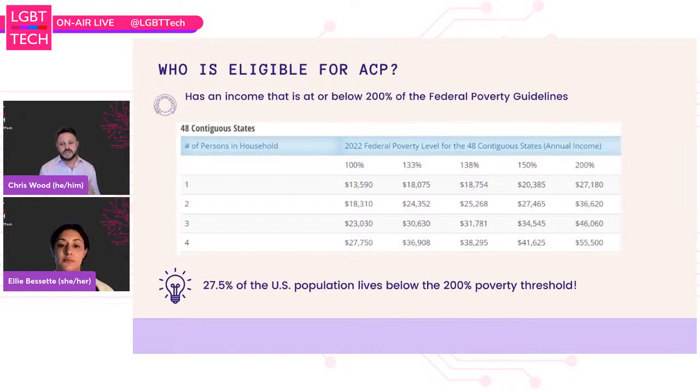And so if you look, even with a 4-person household, so say you have 2 adults and 2 kids, or maybe you have 2 adults and an adult dependent and a kid, you'd be eligible at $55,500. If the household made that or less, you would be eligible to receive the ACP benefit. I think it's important to note that 27.5% of the U.S. population lives below the 200% poverty threshold. So that means a little over a quarter of the U.S. population is eligible for this program based on the information that we have.